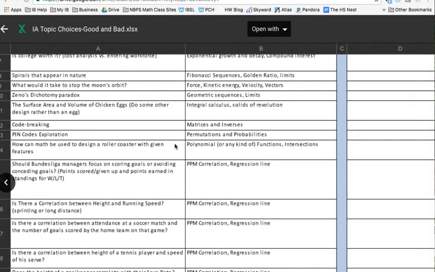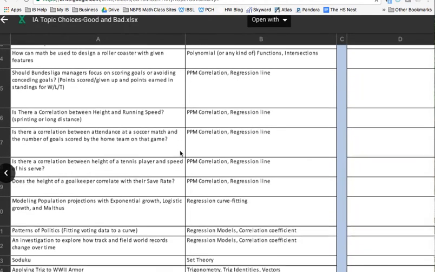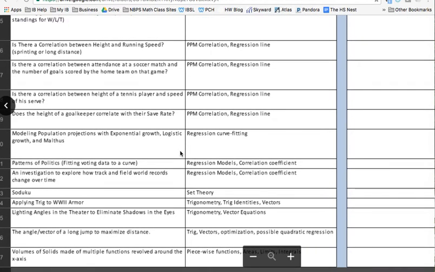Permutations and probability. Polynomials, I saw one student design a roller coaster using polynomial functions and finding intersections. A lot of different possible correlations, regression and curve fitting, here to population projections, a number of other things.